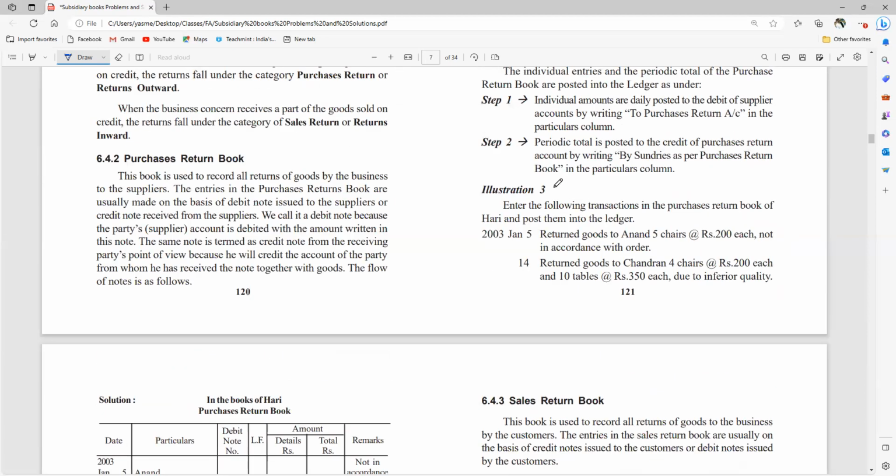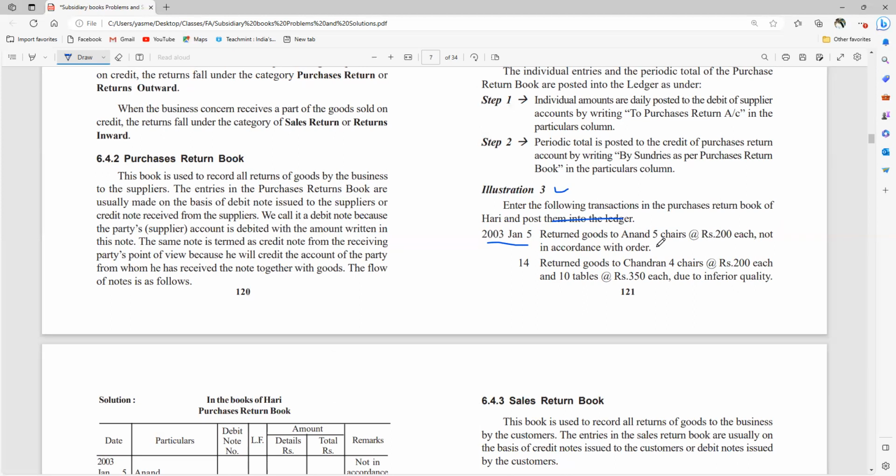There is an illustration 3 here. Enter the following transactions in the purchase return book of Hari and post them into the ledger. So we don't need to post that into a ledger. So here, 2003 January 5th.